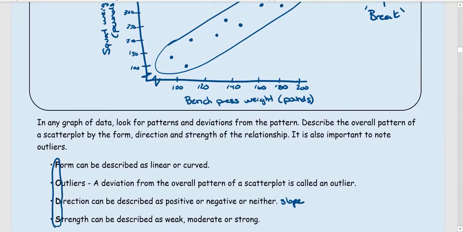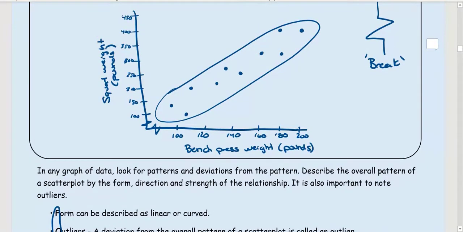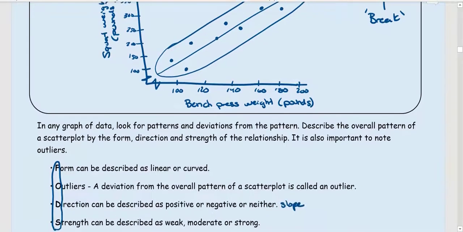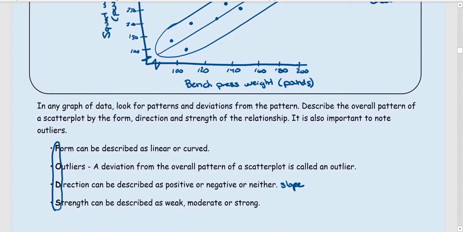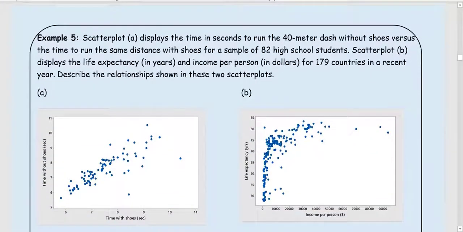This is going up, so the more you can bench press in pounds, the more you can squat in weight. So this has a positive direction, and because everything is pretty close together, and if we were to draw a line, it's pretty close to that line, I would say this is moderately strong, or even really strong, actually. Okay, so let's go do some more examples down here.